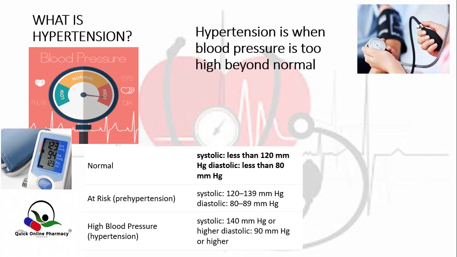And then when do we say that you have hypertension? This is the last condition. That is when you have a systolic blood pressure of 140 millimeters of mercury or higher, and a diastolic of 90 millimeters of mercury or higher. That's when we say that this patient has hypertension. So we are going to look at the signs and symptoms of hypertension.